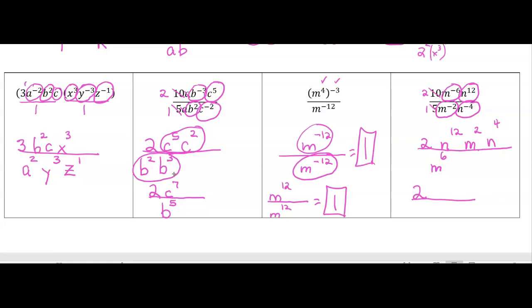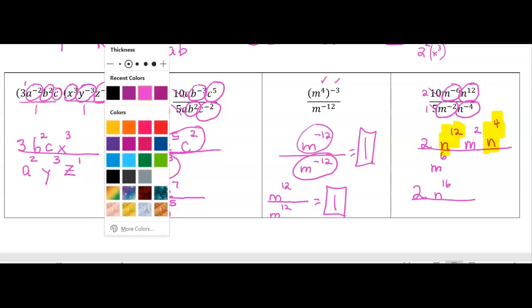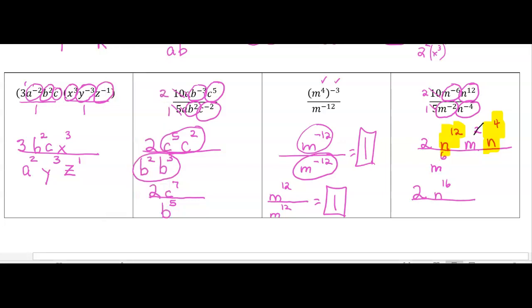In the numerator we have n to the 12th and we have n to the 4th. We can combine those. N to the 12th times n to the 4th, we'd add the powers. That would give us n to the 16th. And then we've got the m to the 2nd over m to the 6th. So we're going to reduce those. These two m's will cancel out 2 of those m's, and I'll have 4 of them left in the bottom. So that would give me m to the 4.